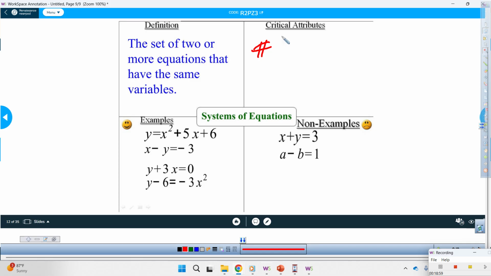Say that again. Same variables, yes. Write that down, same variables. And what else? Hashtag 2 or more. And I'm just going to put EQs, or equations. That make sense? Yeah? Yes, Mr. Q. All right, good.